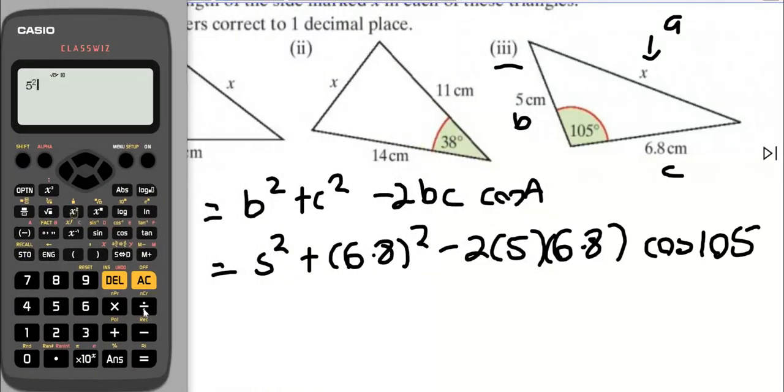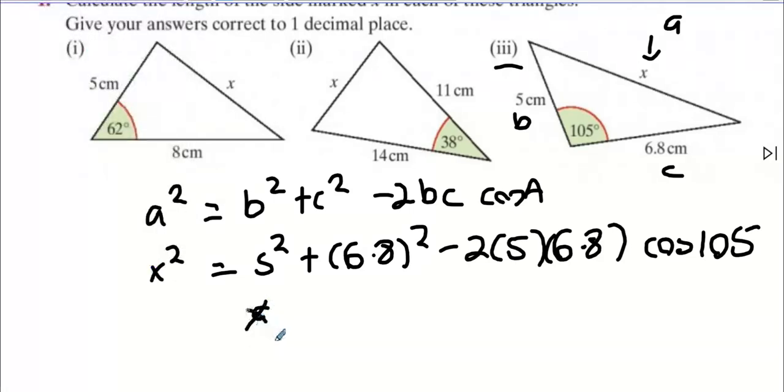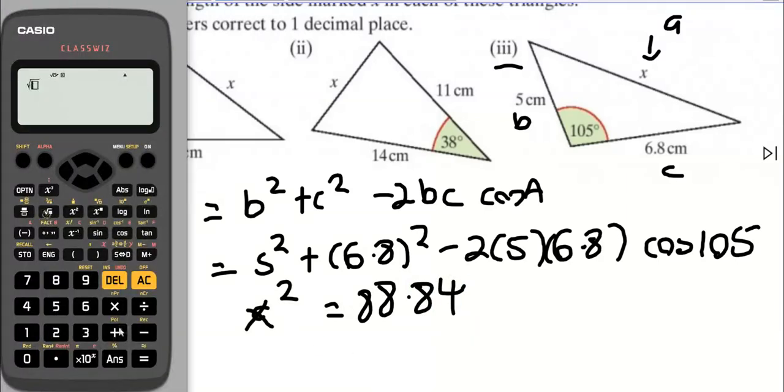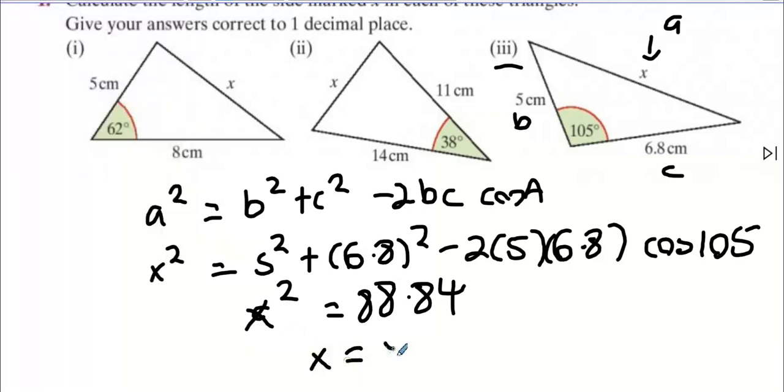So you put it all into the calculator. 2 times 5 times 6.8. I'll tell you now, Exercise 3.5. Who got 88.84 roughly? x squared equals 88.84. That's way too large. We forgot the square root, obviously. Square root your answer. 9.43 will do me nicely.